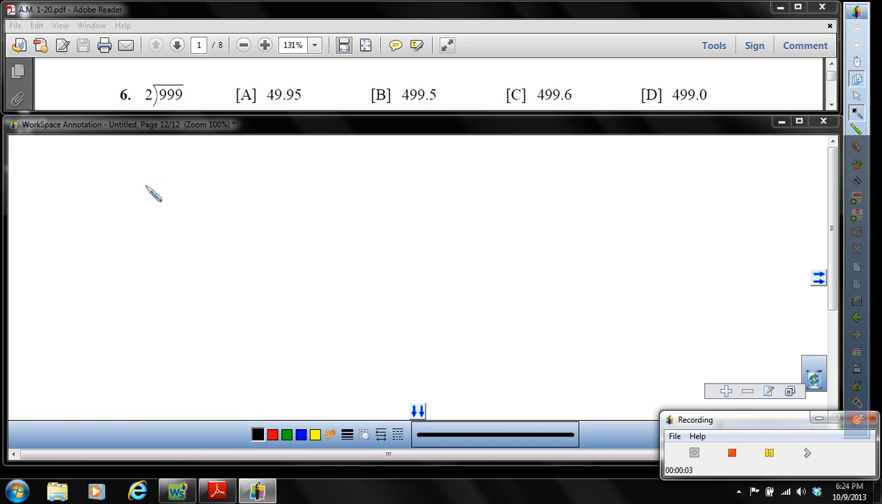Accelerated math, objective number 17. Divide a multi-digit whole number by a one-digit number and express the quotient as a decimal. In problem number 6, we have the dividend 999 divided by 2, so we use the bracket format.